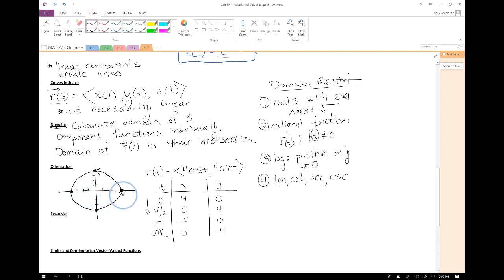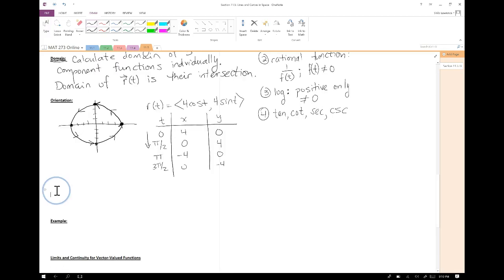And when we draw this curve, since we know it's represented by a vector-valued function, we need to indicate in which direction the t values are getting larger. So in general, that is what orientation means. It's the direction that the points move as t gets larger.